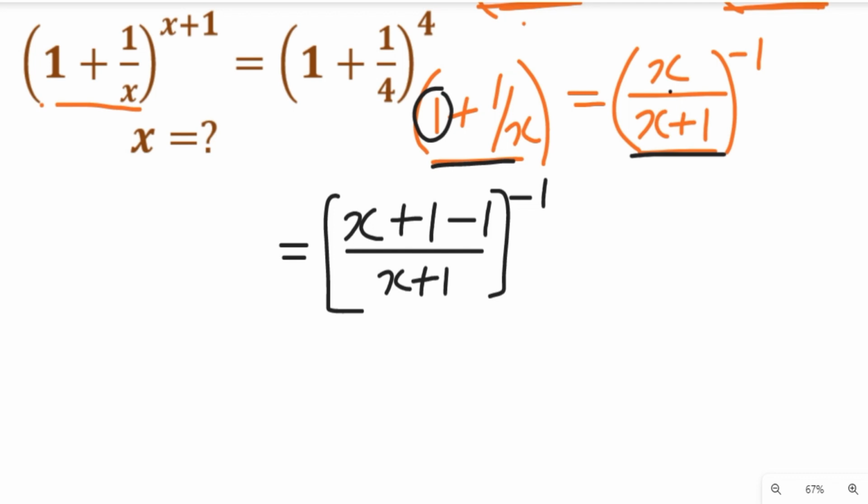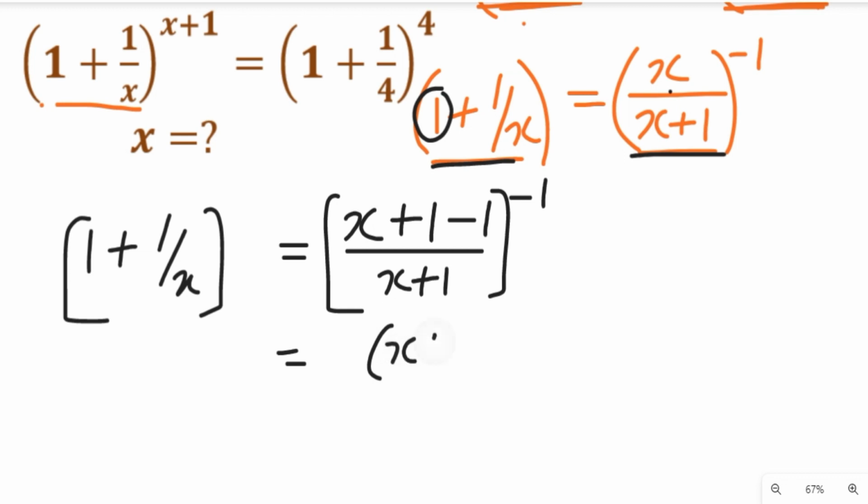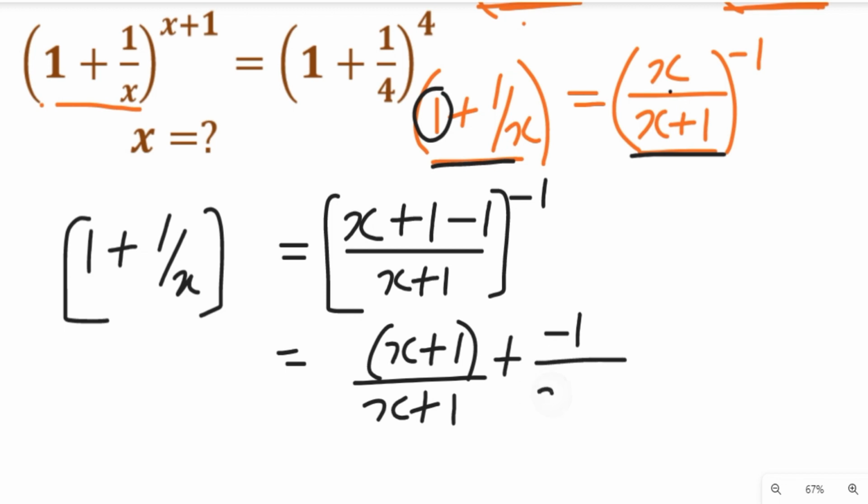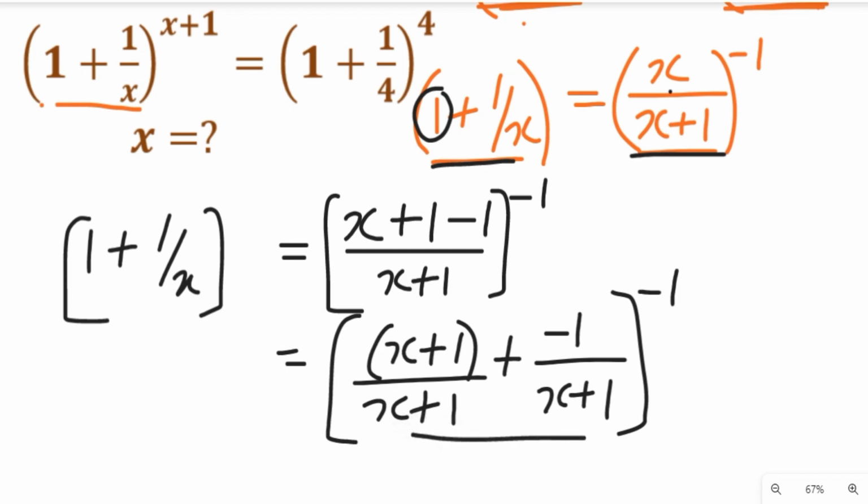If we manipulate this, remember we are heading to having an equation like this. So if we have that, to separate this part, we'll have this to be divided by x plus 1, right? And this will be plus our minus 1 divided by x plus 1, and this will be all in brackets raised to the power of minus 1. If you simplify this whole expression, you are going to arrive at this.